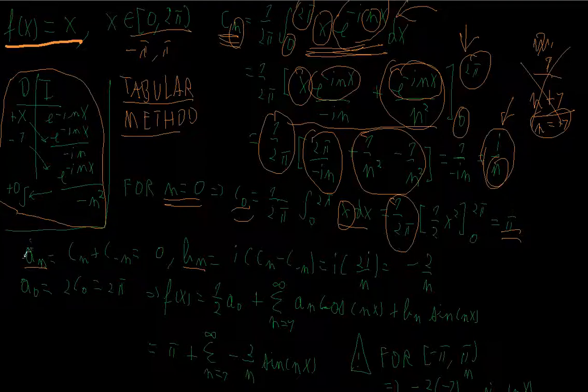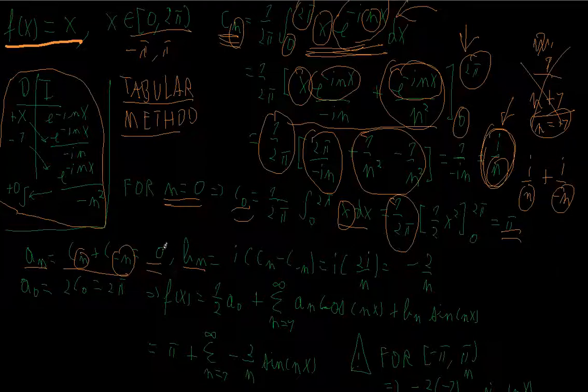So we know that our a_n, the coefficient in front of the cosine, is equal to c_n plus c of negative n. So we just replace every n inside our final result with negative n. And if we do that, we have c_n, so i over n plus i over negative n. Okay, we replace the n with the negative n, and so that is simply 0.